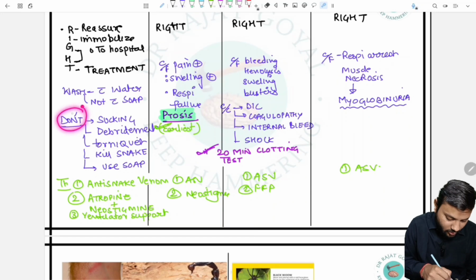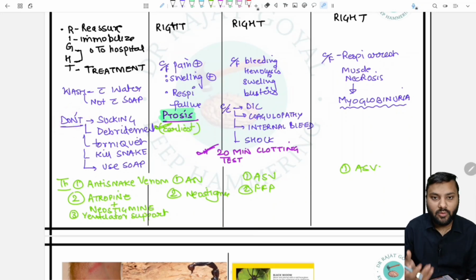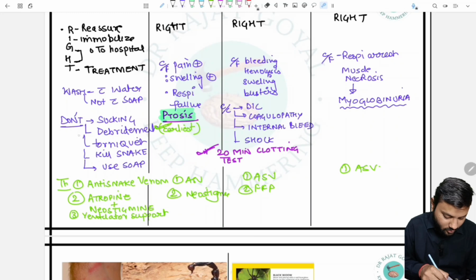And the things that we don't have to do: we don't have to do sucking, as is shown in the movies, and we don't have to debride the part. We don't have to apply a tourniquet. We don't have to kill the snake. We don't have to use soap.